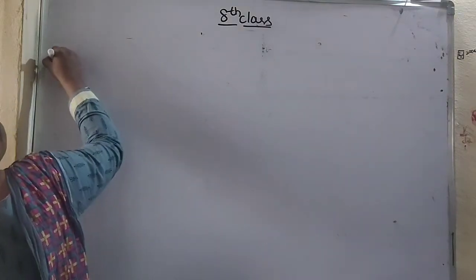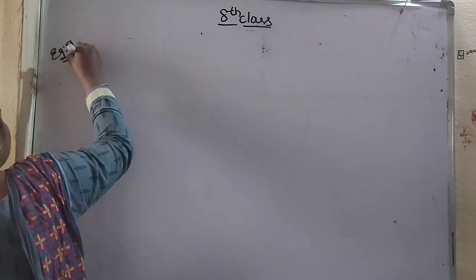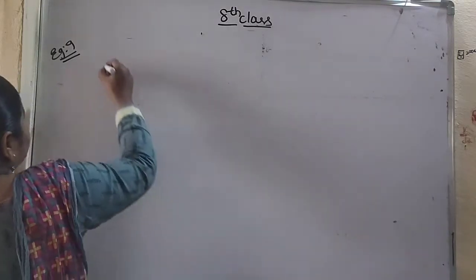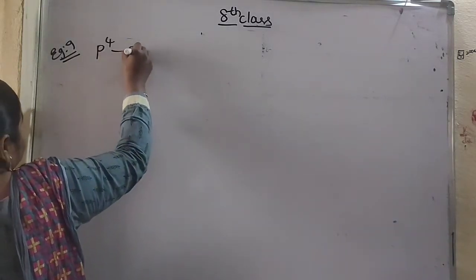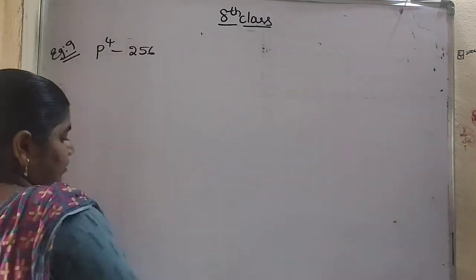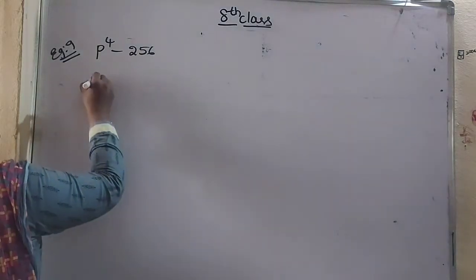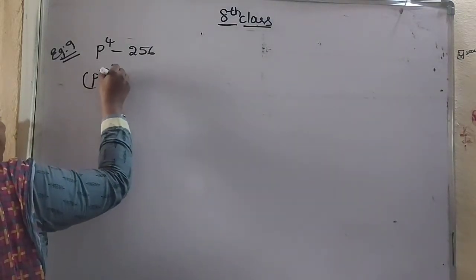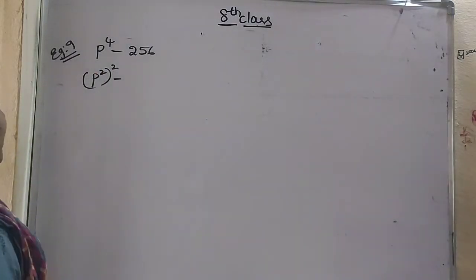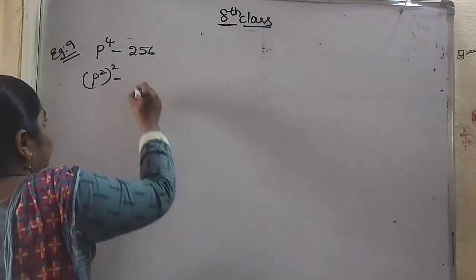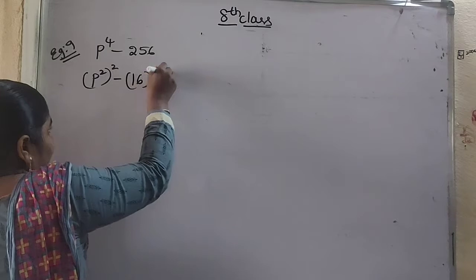Example number 9. So what is the question? Factorize p power 4 minus 256. So we have to factorize this. Here p power 4 we can write in the form of (p square) whole square, and 256 we can write in the form of 16 square, because 16 times 16 will be 256.